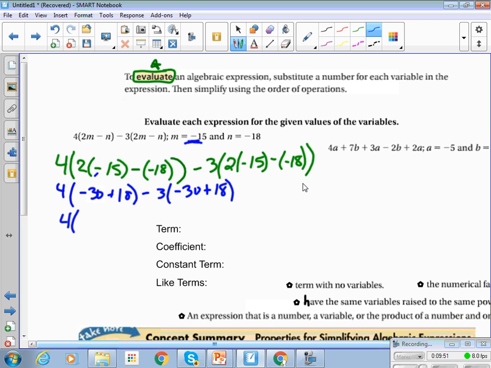Tell me that it's negative 12. It's your last chance to tell me right or wrong. All right, so 4 times negative 12 minus 3 times negative 12. I'm going to do my multiplication. 4 times negative 12 is negative 48. Minus 3 times negative 12 is negative 36. Minus a negative is plus, so I get negative 48 plus 36. And I believe, tell me that's negative 12.